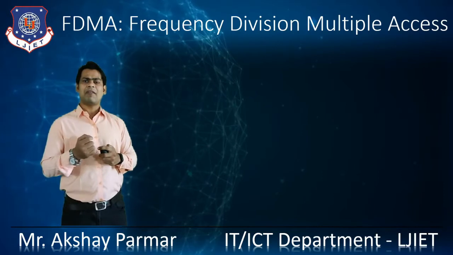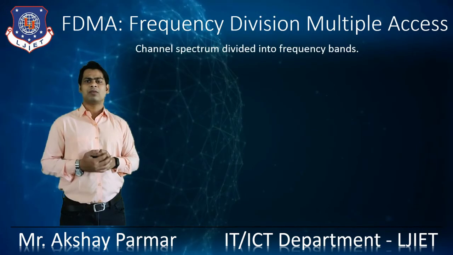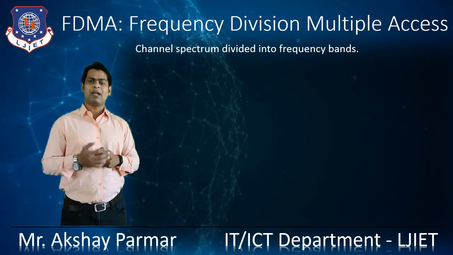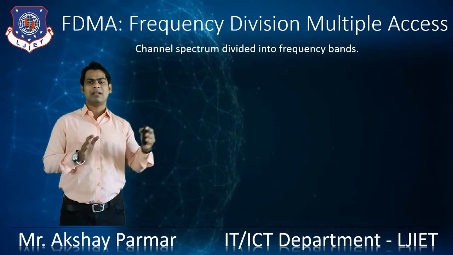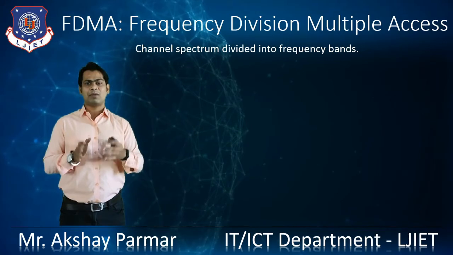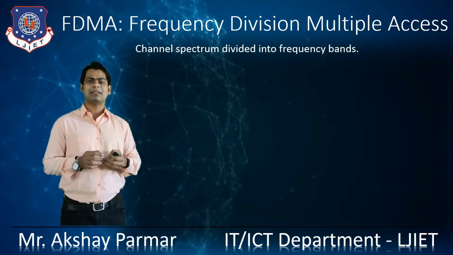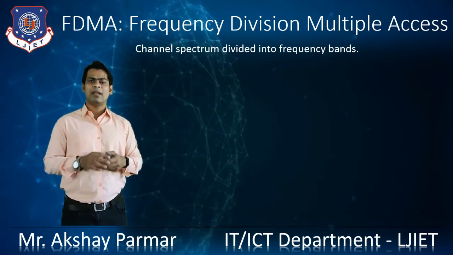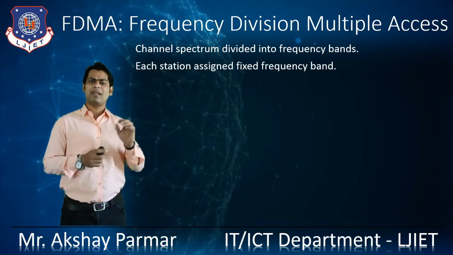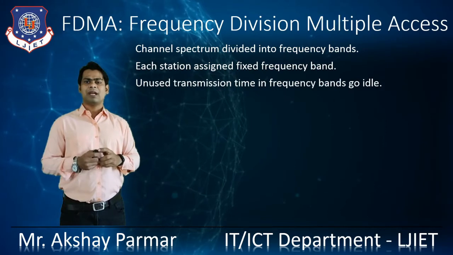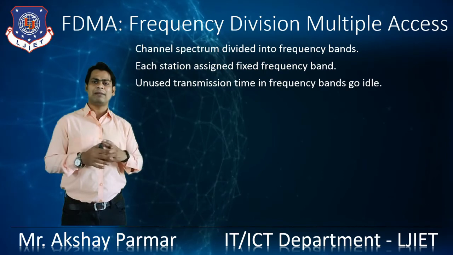So what do we mean by FDMA, where is it used, and how does it work? In our TDMA, we are dividing the time into a smaller number of intervals, so we are dividing the time frame into time slots. In the FDMA, the frequency division multiple access, the channel spectrum is divided into frequency bands, right? Each station is assigned a fixed frequency band. After that, unused transmission time in the frequency band goes idle.